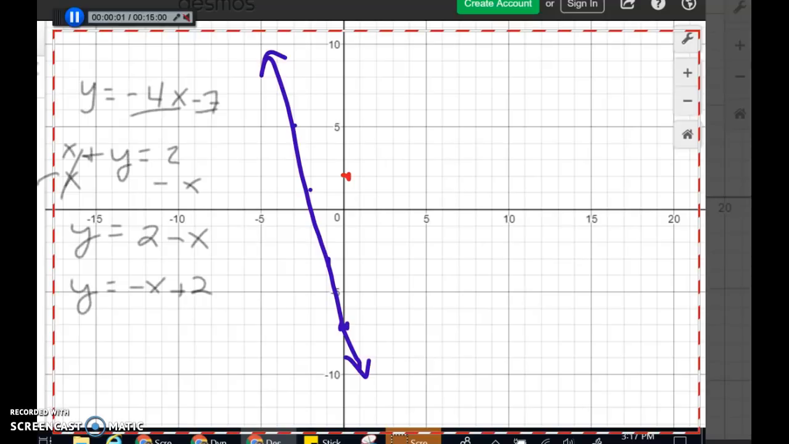We have a negative x, so we can go down 1 over 1. So our point's here. Or we can go up 1, left 1, up 1, left 1. And oops, I didn't draw it through my points there, but as you can see here, there is our system of equations solution.